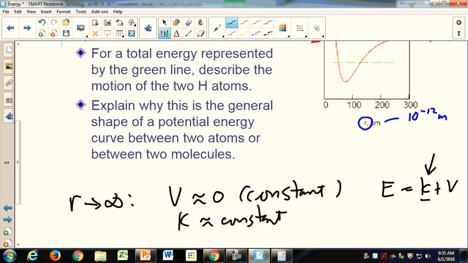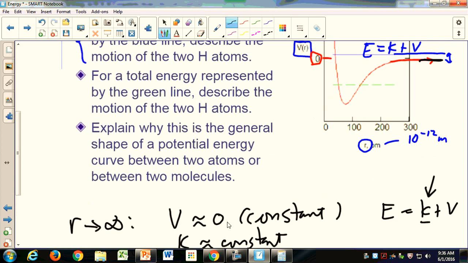So in other words, they don't really care about each other. They're so far away from each other, they don't interact. So they're not going to affect each other's motion. For practical purposes, we say the kinetic energy of the two is essentially constant. So that's when they're very far apart.